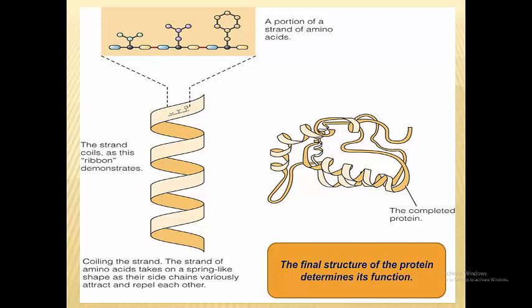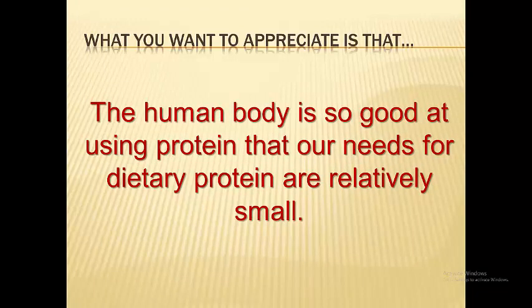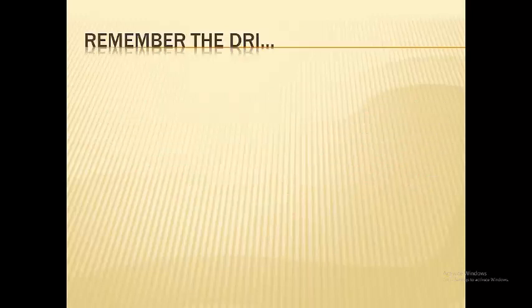So again, this information isn't relevant just to malnutrition, but also to disease processes that we'll study later. So what you want to appreciate is that the human body is so good at using protein that our needs for dietary protein are relatively small. In fact, we recycle many of the amino acids we take in, and that is, once again, because biologically we are designed for survival, to be very thrifty pieces of machinery, and so we really were not designed for that world of abundance, and therefore we function well when our needs are met minimally.